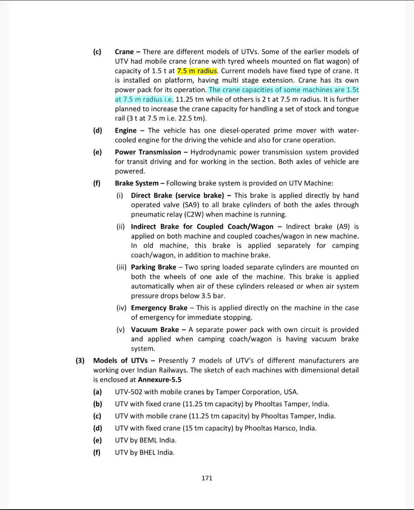The crane capacities of some machines are 1.5 t at 7.5 meters radius, i.e. 11.25 tm, while of others is 2 t at 7.5 meters radius. It is further planned to increase the crane capacity for handling a set of stock and tongue rail, 3 t at 7.5 meters, i.e. 22.5 tm.